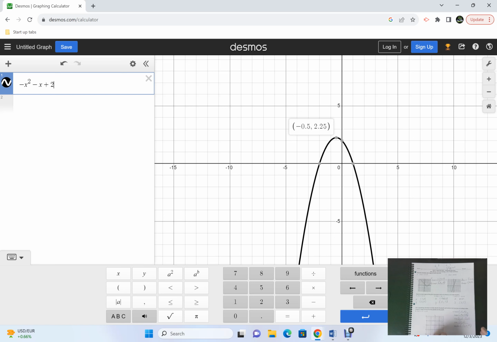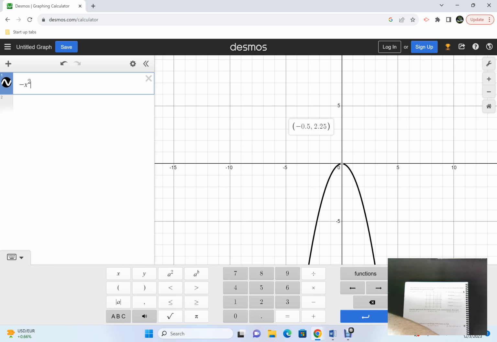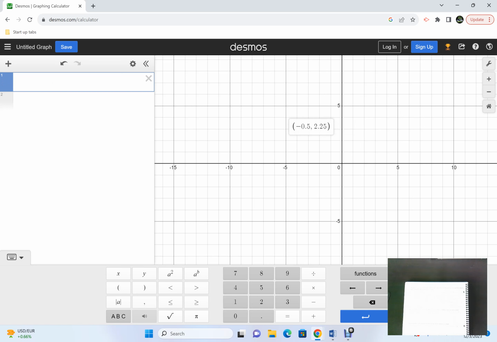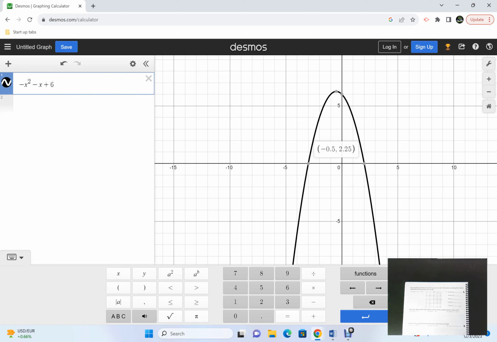Okay. Then let's do another one. Same idea, but this time we put in the increasing and decreasing. So we're going to type in the new equation here. So we have a negative x squared minus, oh, it's the same equation. Anyway, it's the same thing.